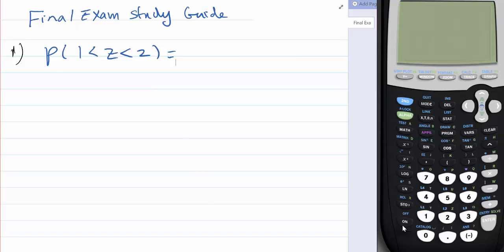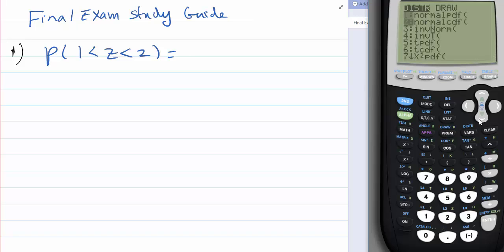If you go to your calculator, you go to second, distribution, and it is a normal CDF. Enter. Okay. Lower bound here is the lowest value of z, which is 1, so I need to change this to 1. Enter. Upper bound is 2. And since this is a z-score, the standard normal curve, you leave mu at 0 and sigma at 1. Paste and enter, and here's the answer.